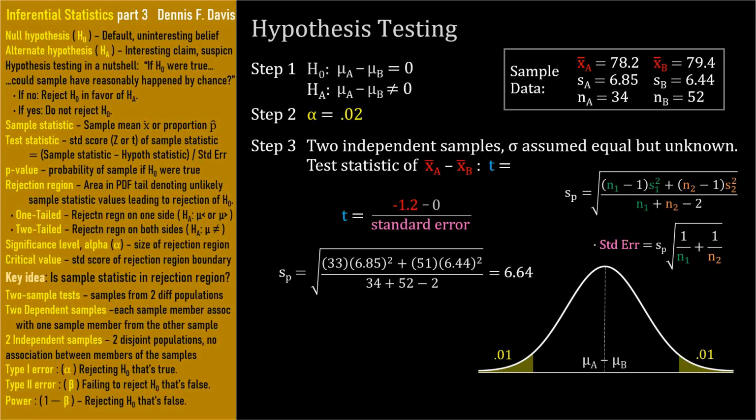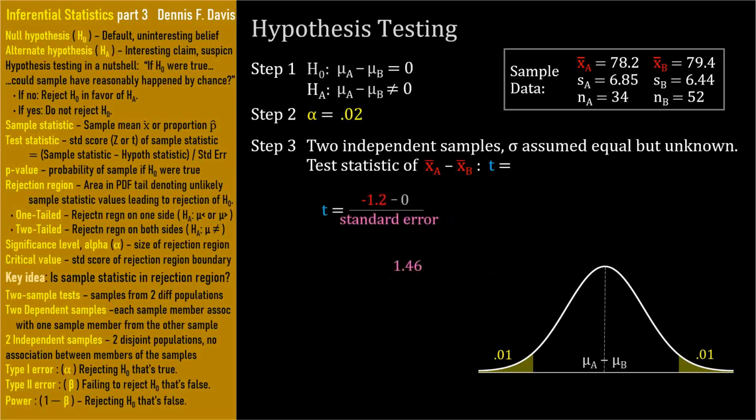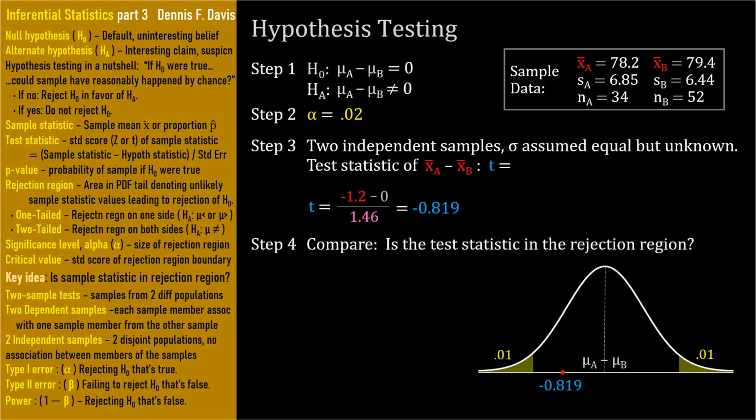This gives us a pooled standard deviation, S sub p, of 6.64. And knowing S sub p, we can find the standard error with this equation, and we get a standard error of 1.46. Now we can finish the calculation of the test statistic, the t-score of our sample statistic of negative 1.2, which is negative 0.819. We'll put it here in the left half of our sampling distribution since it's negative.